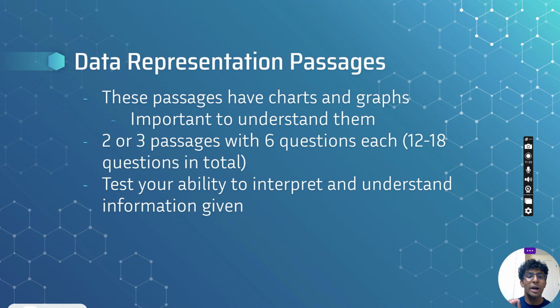It is paramount you understand these charts and graphs, because a lot of questions in these passages are going to come from those figures. It's 2 or 3 passages for this section with about 6 questions each, so 12 to 18 questions in total, and it tests your ability to interpret and understand the information you are given. A lot of the time for these passages, the majority of the information is in the figure. Any information above in words is typically explaining the experiment or explaining the steps that created the graph or the table or whatever figure they give you. But the figure, that's where you're going to get the most amount of questions.